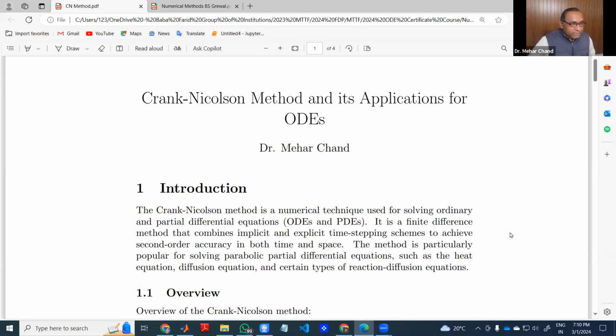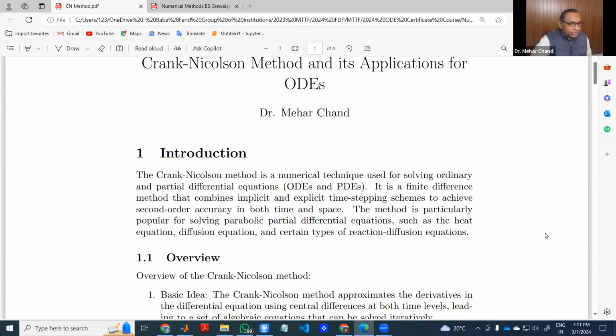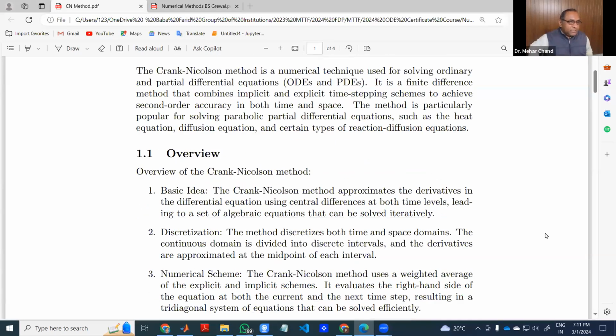The Crank-Nicolson method is a numerical technique used for solving ordinary and partial differential equations. It is a finite difference method that combines implicit and explicit time-stepping schemes to achieve second-order accuracy in both time and space. The method is particularly popular for solving parabolic partial differential equations such as the heat equation, diffusion equation, and certain types of reactions. So this is an overview about this method.